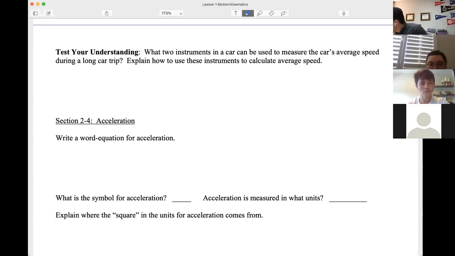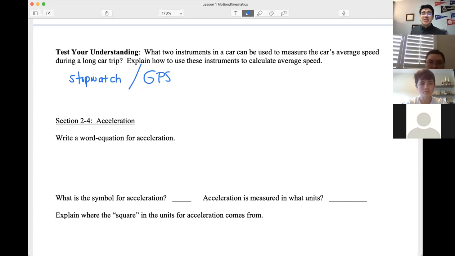Any thoughts on this one? Maybe like a stopwatch and a GPS. Stopwatch and GPS. I like stopwatch and GPS. What could we use instead of a GPS though? A speedometer. Speedometer.